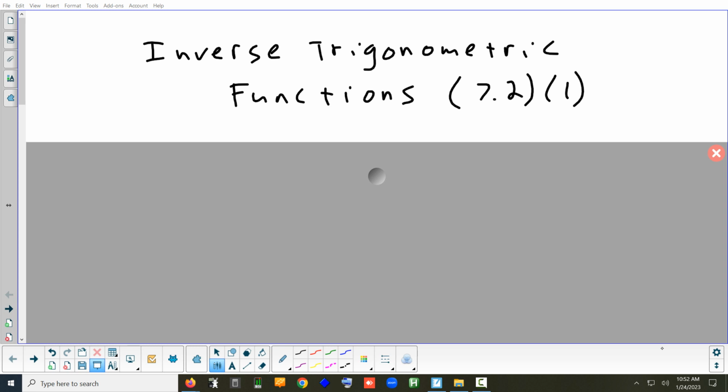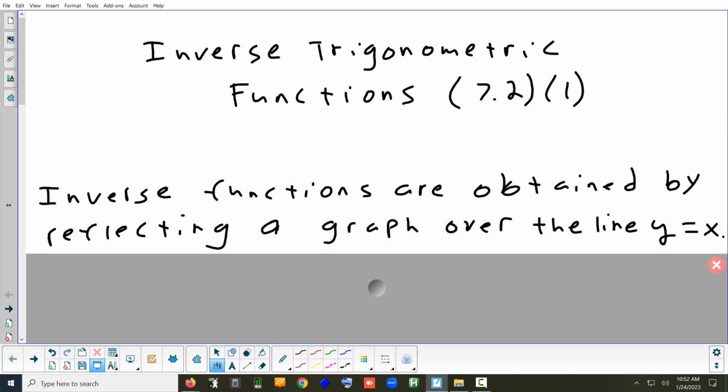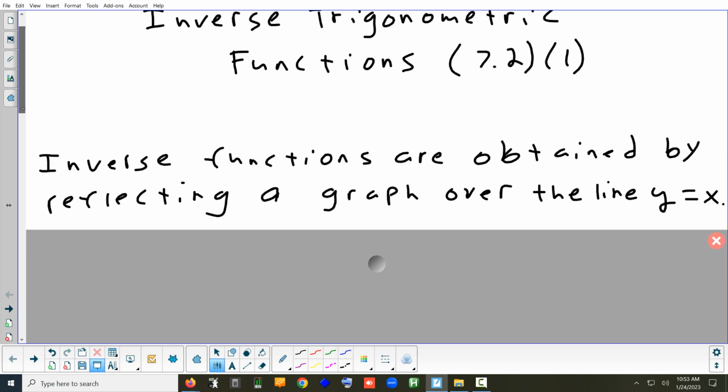Right, we're going to start out chapter 7. Don't do 7.1. I don't remember what that section is, but we skip over 7.1. We're going to start with 7.2, but we're going to split it into 2 lessons. So 7.2 starts out with inverse trig.